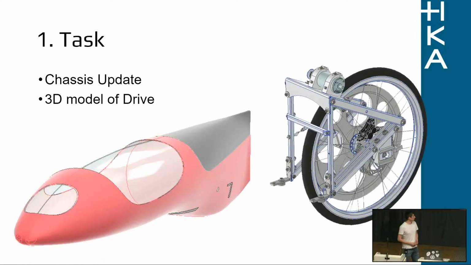So the task was first to build a completely new drive system for the current car. The first step was to design an updated chassis, because the one that we have available was missing important features such as mounting points, wall thicknesses, and so on. After that, we could start to model the drive itself.